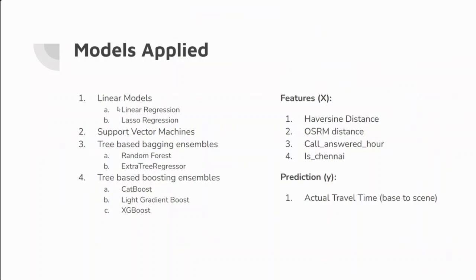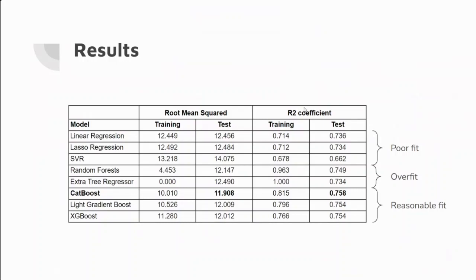We start with basic, simpler models like linear regression and lasso, followed by support vector machine. After this, since we don't get satisfactory results, we move on to tree-based bagging and boosting methods. The results, as expected, show a somewhat poor fit for the simpler models, but the models overfit when we use random forest or tree regressors. These two are bagging models, but we find a very reasonable fit for the boosting models.